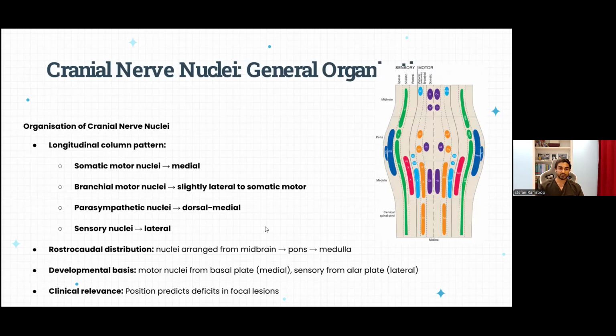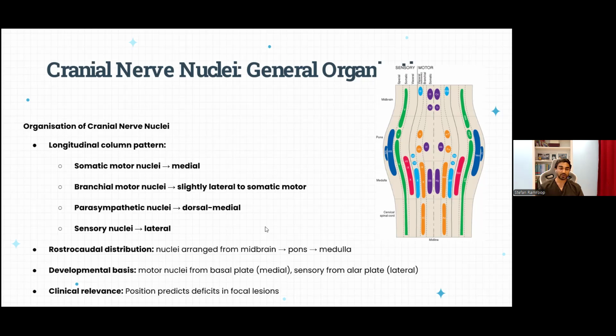So when it comes to cranial nerve nuclei, before looking at the cranial nerve nuclei level by level, it's important to understand the general organization plan, because the pattern, again, applies throughout the brainstem and explains why specific cranial nerve deficits cluster together. So cranial nerve nuclei are arranged in longitudinal columns, as you can see in the diagram here. And this arrangement is actually based on embryologic development.